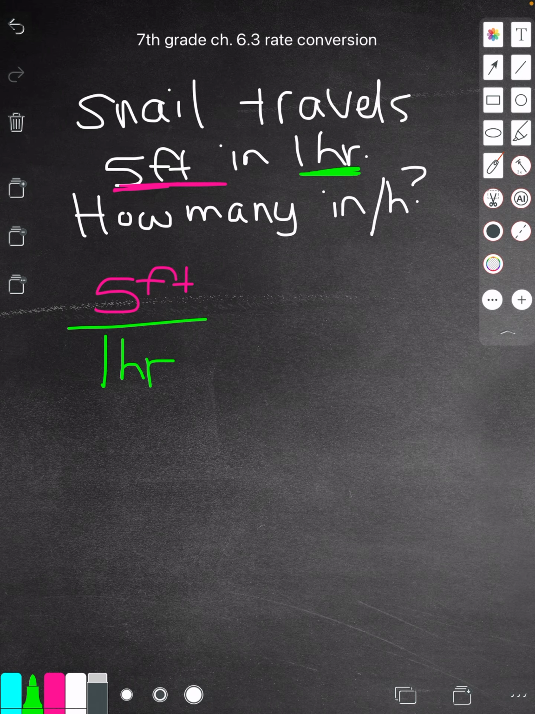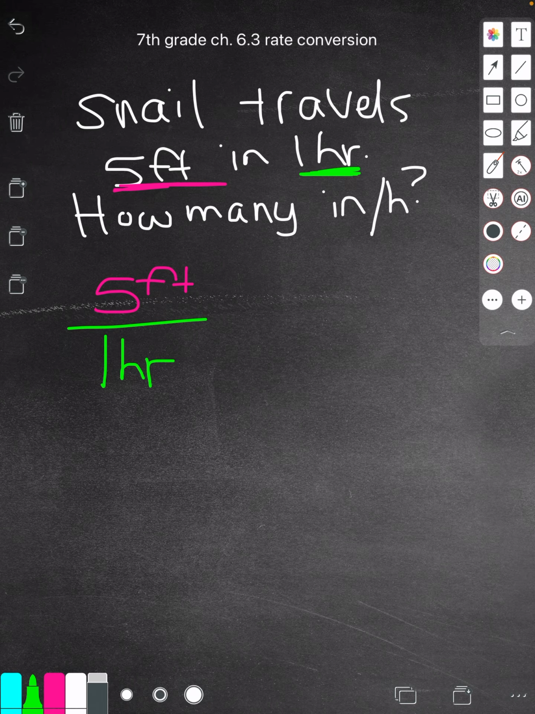That's a pretty fast snail, I feel like. Anyways, we want to know how many inches this snail is traveling in an hour. So this is the type of conversion where we are only changing one of the units. Which unit are we changing? If we're trying to go to inches per hour.